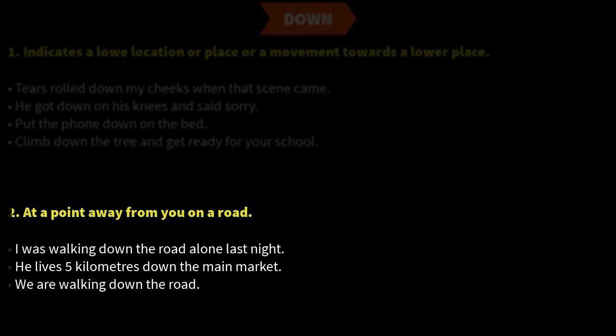Right, so it basically means to travel on the same road, along the same road in a direction away from you. Right? And when the place has a downward slope, it is best to use down, right? It will actually give the literal meaning that you are actually going down, right? So that's how we use the preposition down.